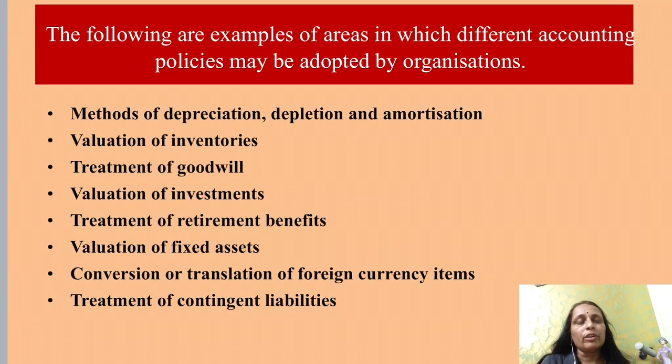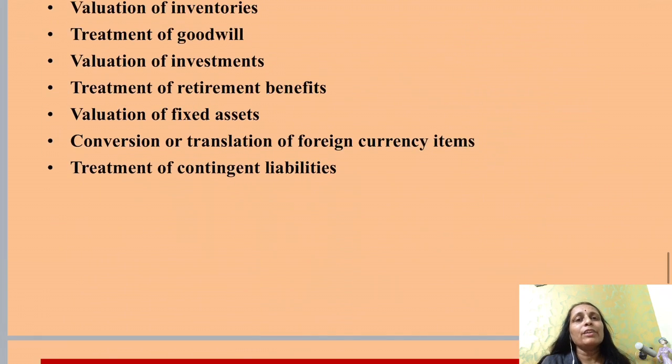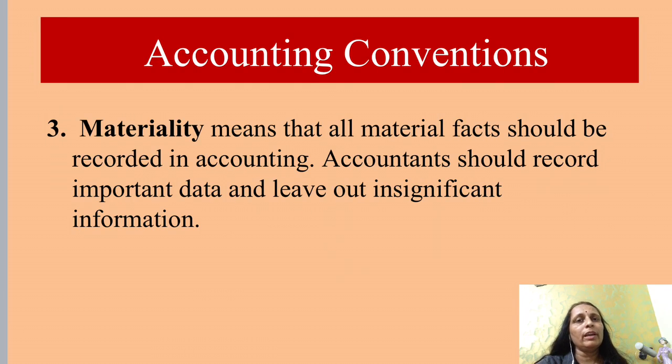Then treatment of contingent liabilities also. So, these are different flexibilities given by accountancy, where the accountant or the company can choose which policy to be adopted, but they need to be consistent year on year with that policy only. Next convention that we are going to study is materiality. So, the materiality convention is very interesting.